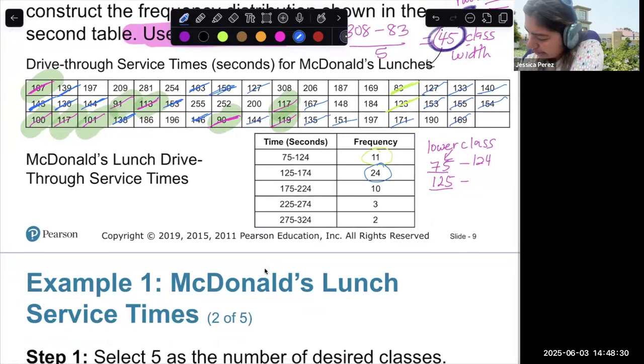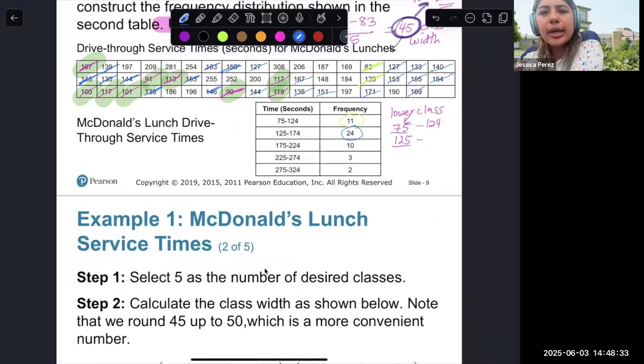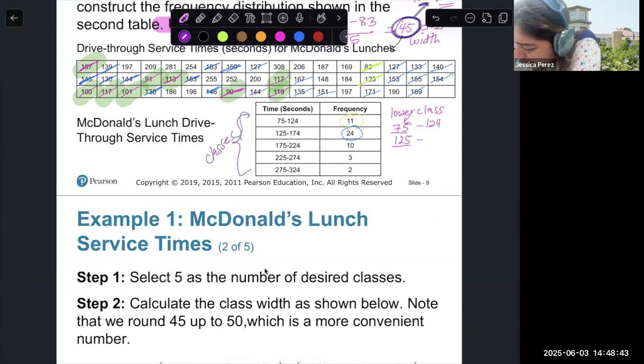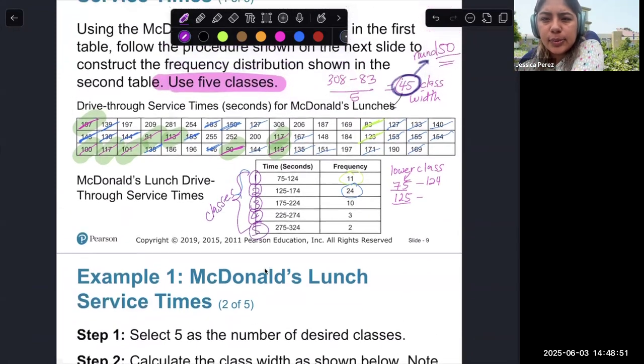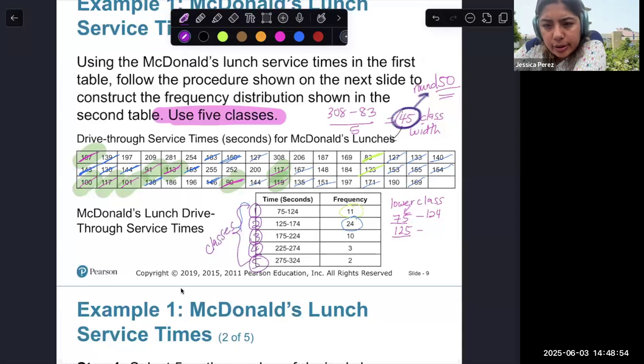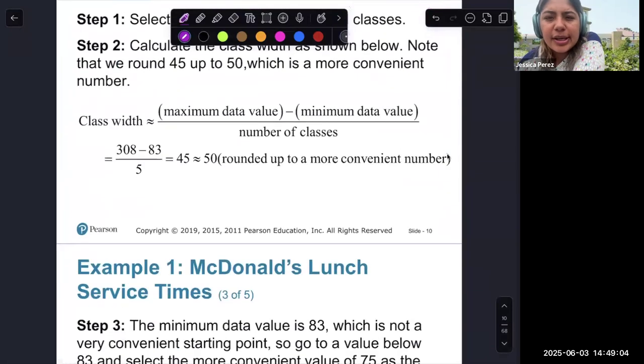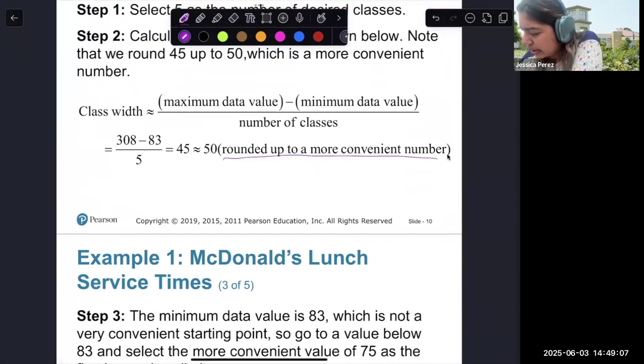So then I see that what we're doing is a frequency distribution, where on this side I have my number of classes. I have 1 class, 2, 3, 4, and 5. That's how many classes I wanted. And I know that my class width was determined from the greatest number minus the smallest number divided by the number of classes. We got 45, and we rounded up to 50, because that was the most convenient number.